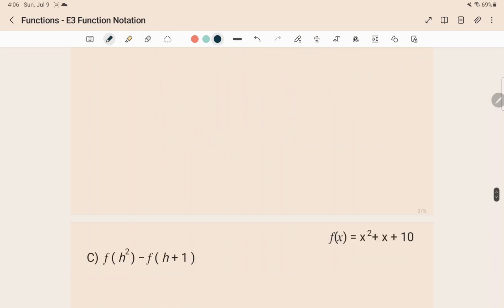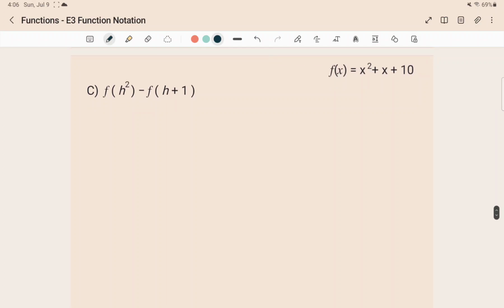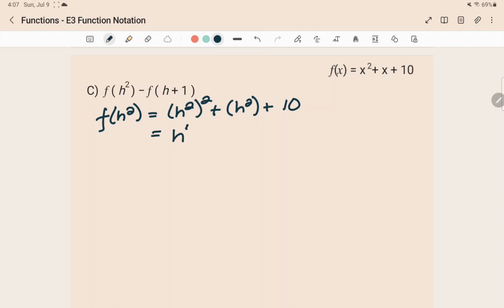Let's try one more together. Same function, but now I'm asking you to do f(h squared) minus f(h plus 1). We're going to do these one at a time. So I'm going to start with f(h squared). Again, I plug in h squared anywhere I see an x. And I simplify. h squared squared is h to the 4th, plus h squared, plus 10. I can't simplify that any further, so I'll leave it as is for now.